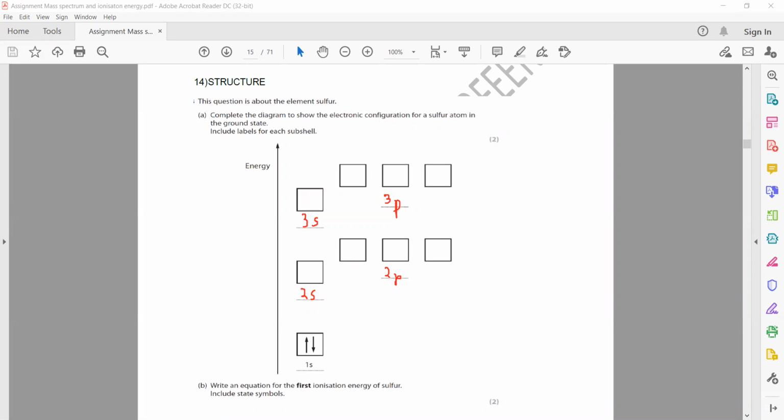So when we complete this structure, 2s will have 2 electrons, one clockwise, another anti-clockwise. For 2p, first they will occupy singly. And how many electrons do we have to arrange? When we check the periodic table, sulfur is 16 and 32, so we have 16 electrons to arrange.